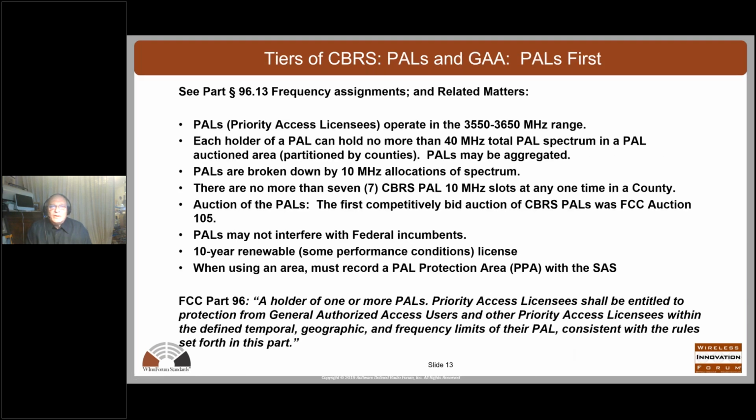CBRS has several tiers, and based upon the frequency assignments that are given, it depends upon what tier you're in. So there's PALs and there's GAAs. The PALs, priority access licensees, were done by competitive bid in Auction 105. They are 10-year licenses or 10-year rights of access with renewal capability, with rights of renewal. They have to follow certain rules, and as a holder of a PAL, you only are acting as a PAL when you ask for PAL protection and ask the SAS for a PPA. So that portion which you occupy with active CBSDs, that's what's protected. Let's move on to the next slide.